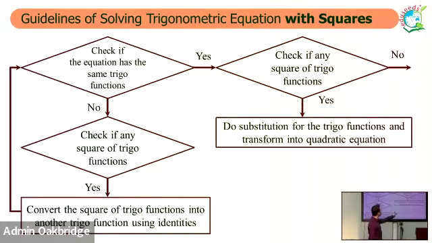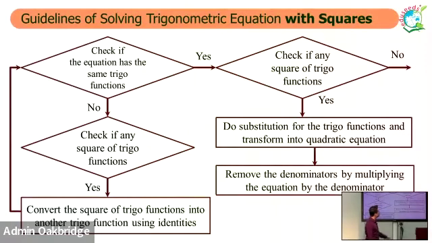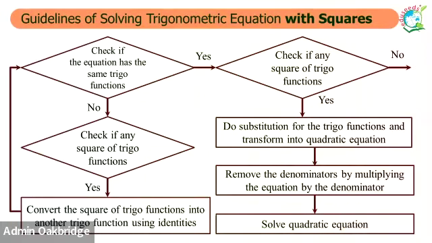So that's why you see this topic also relates to the quadratic equation. So you need to master how to solve this quadratic equation. And then you proceed, remove the denominators by multiplying the equation by the denominators. This is how you simplify the denominators, and solve the quadratic equation. So let's see, for this one, if you don't see any square of the trigo function, what do you do? Later I will let you see. For this case, this is a special case, if you don't see any square.